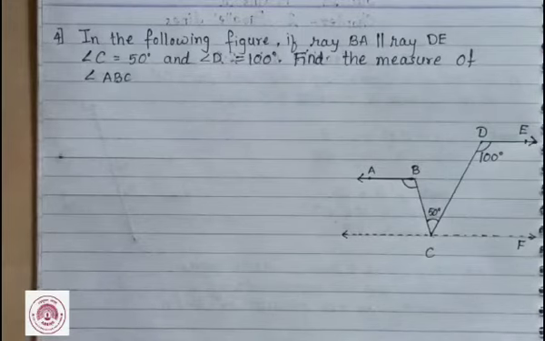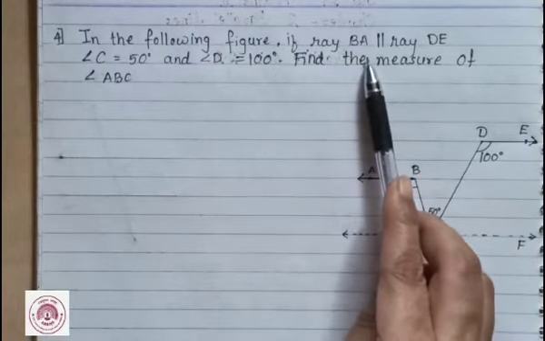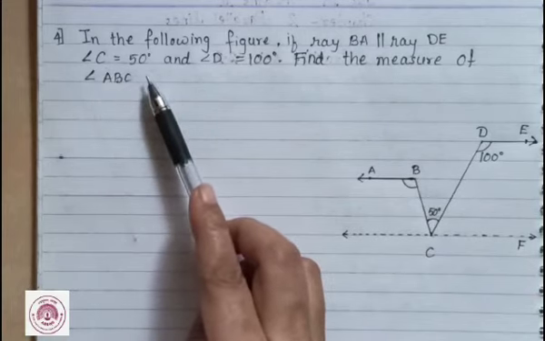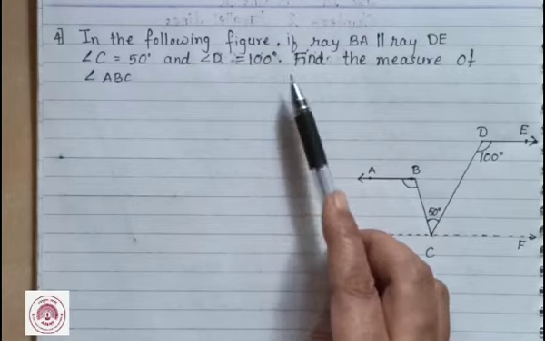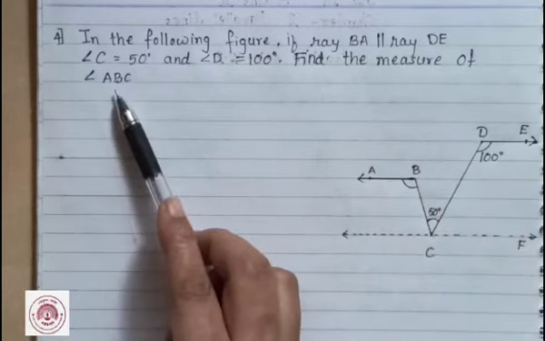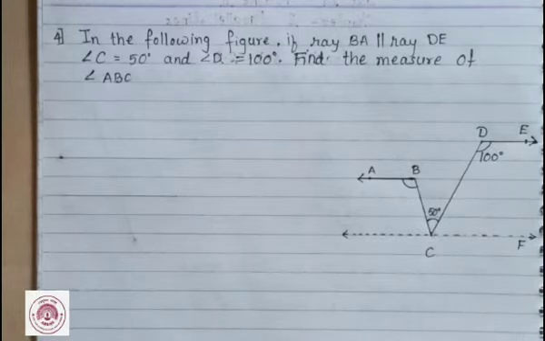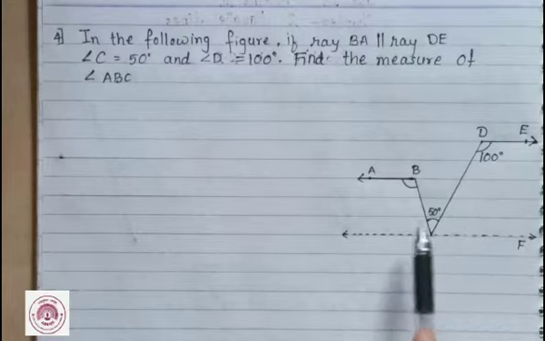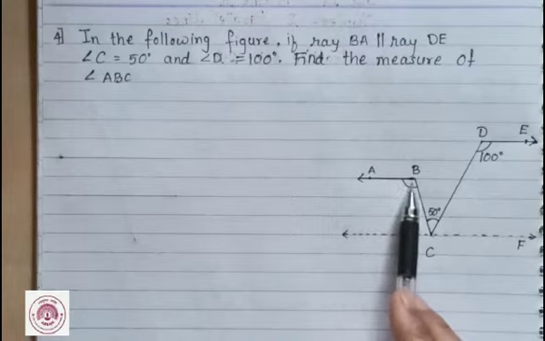Let's solve question number 4. In the following figure, if ray BA is parallel to ray DE, angle C equals 50 degrees and angle D equals 100 degrees, then find the measure of angle ABC, that is, this angle. Now first of all we have to construct a line through point C and parallel to AB. So here CF is parallel to AB.